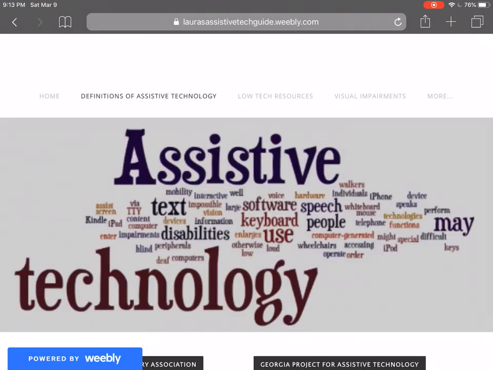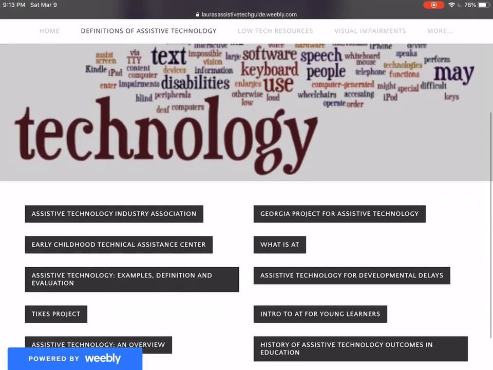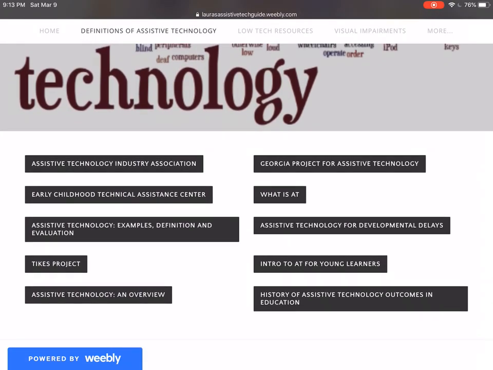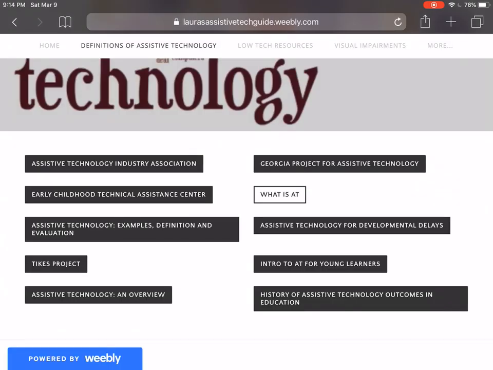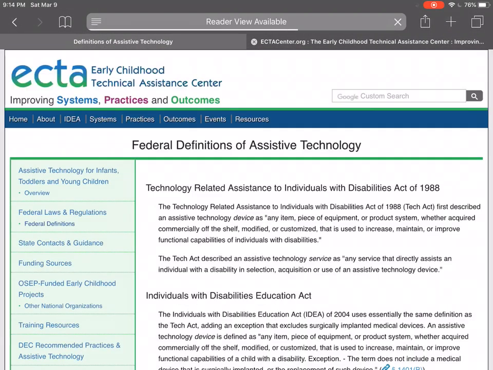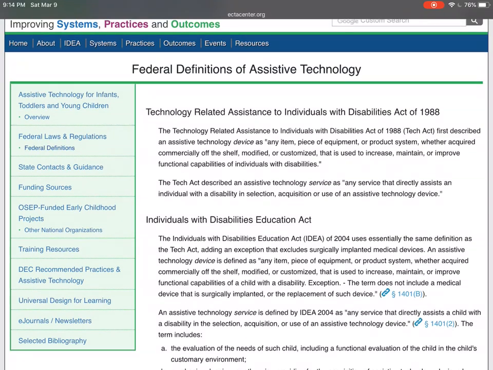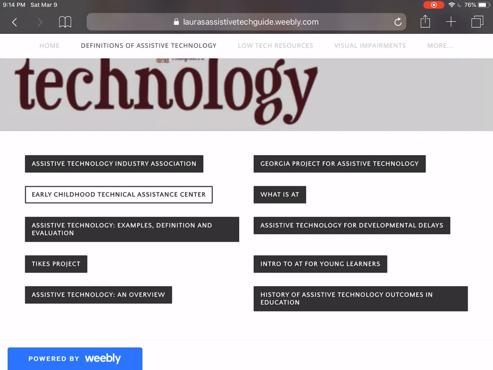Starting out with definitions of assistive technology, I tried to give a lot of different types of resources. Throughout this whole website, I have YouTube videos, I have scholarly articles, I have product pages, blogs, just kind of trying to give different information surrounding the same kind of topics. In assistive technology, I included the Washington definition of what is assistive technology, some early childhood things because of my current job and my current role.